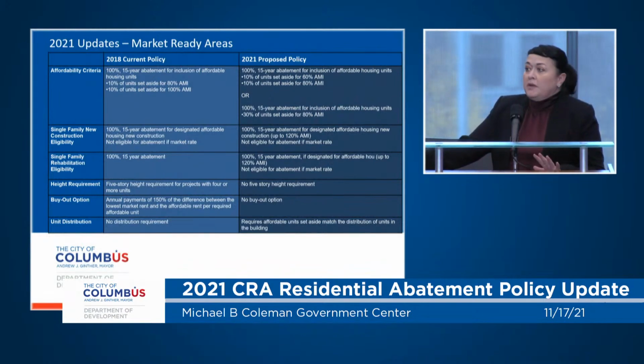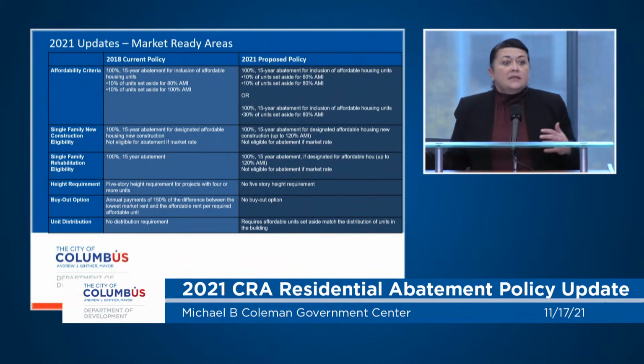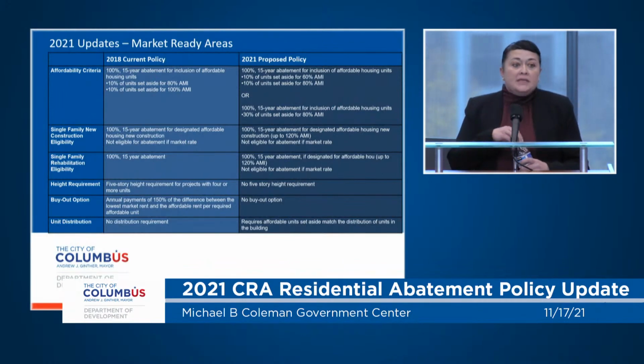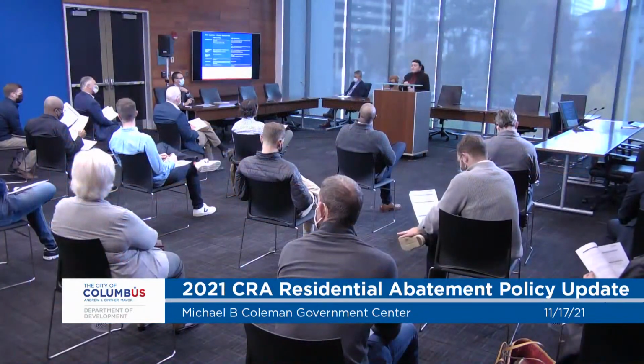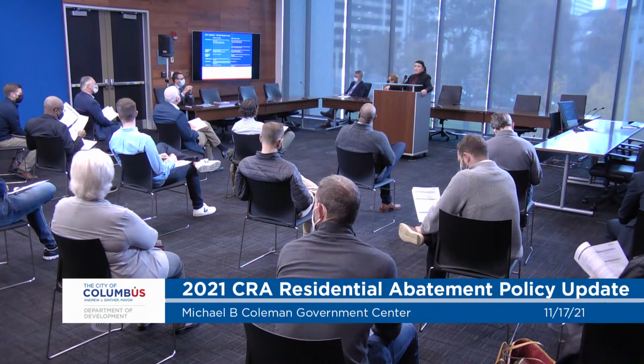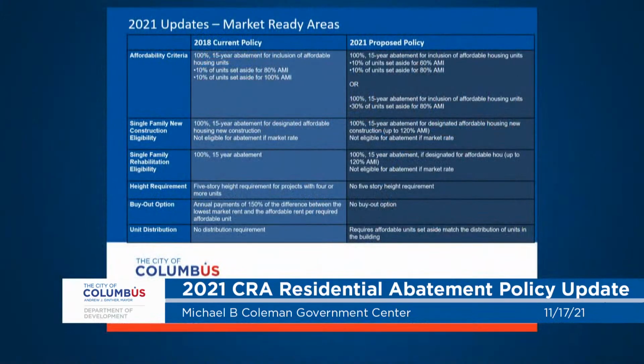So for those of you who may not be able to see the screens as well, really the big difference is in the affordability criteria. Again, in 2018, we were asking for 10% of the units at 80% area median income, 10% at 100% area median income. And then for 2021, based on the increased value that we think the abatement has, we are going to be offering 2 different options, really responding to the desire for that affordability to either be captured deeper or wider to allow us to include those units as a requirement for the abatement.